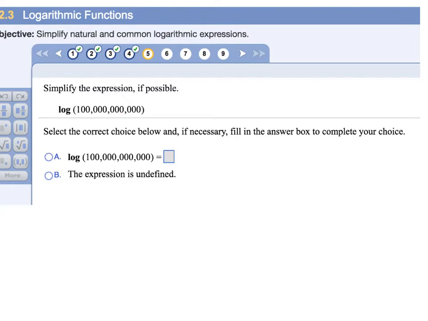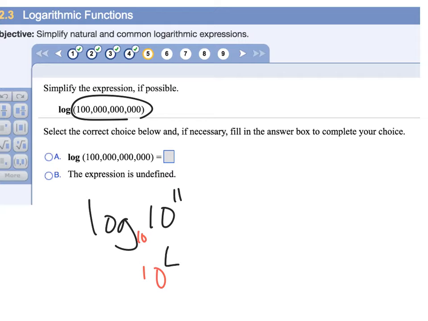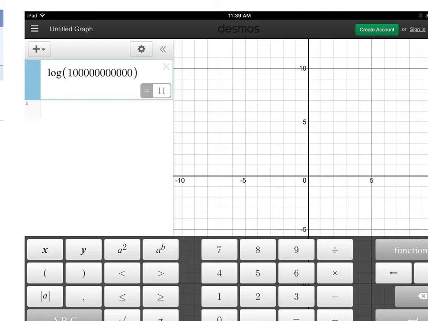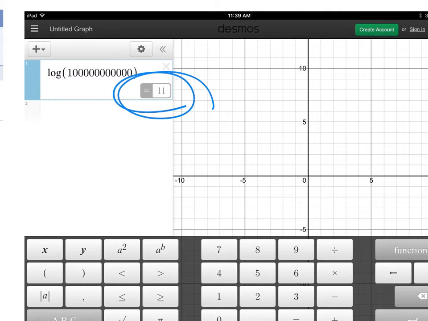Huge one. Now, the idea here is to know that log of 100 billion could be written as 10 to the 11th power. Count them: 9, 10, 11. So this being a log base 10, it's saying 10 raised to what power is equal to 10 to the 11th power, because this goes right here. And so, of course, the answer is 11. We start to see that because Desmos gives us that answer right here all along.